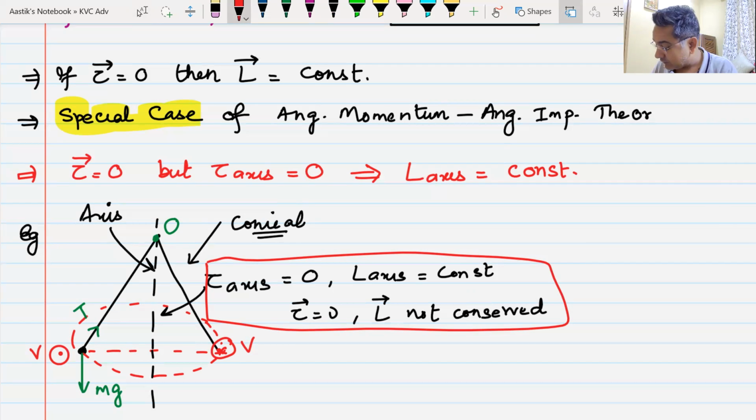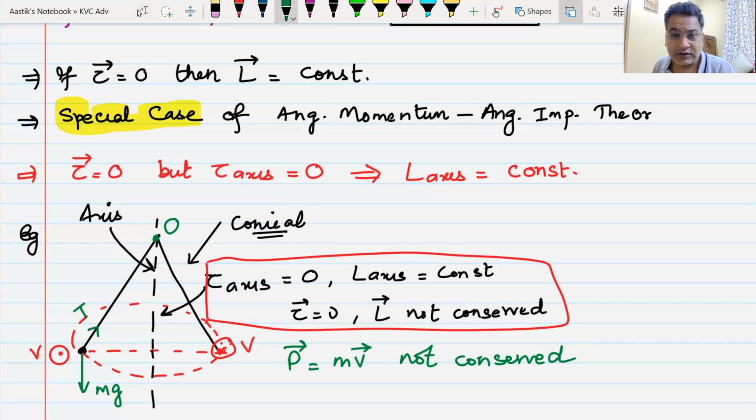Now, the next thing: linear momentum P is m into v. It is also not conserved. Why is it not conserved? Even though the magnitude of velocity is the same, the direction of velocity is continuously changing. Therefore, the linear momentum is also not conserved. So in this case the linear momentum is not conserved, the angular momentum is not conserved, but angular momentum is conserved about a given axis.